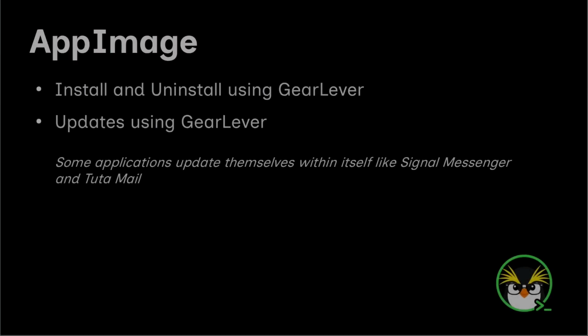Now moving on to AppImages. This is another package which bundles all the dependencies within a single executable file. The only issue with this is it is quite complicated to manage how to launch it and so on. So for that, there is an application called Gear Lever, which we can install and easily manage the installation, the uninstallation, as well as the updates. AppImages, like Flatpak, are flavor agnostic and can be installed on any Linux flavor.